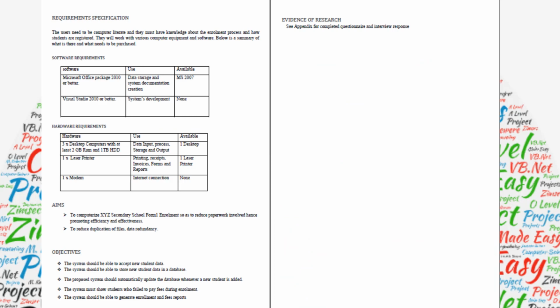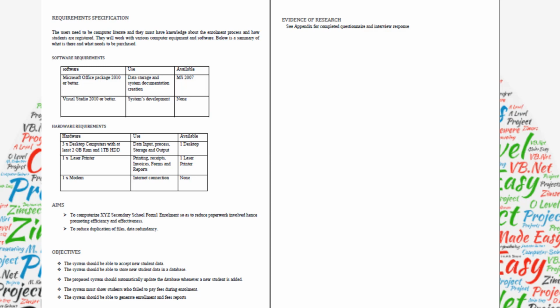Moving on to requirements specification. This part constitutes what is required for the new system to come to life. So an assessment is done to determine what is on the ground and what needs to be bought. Any variations of this format are acceptable, but keep it simple and meaningful.